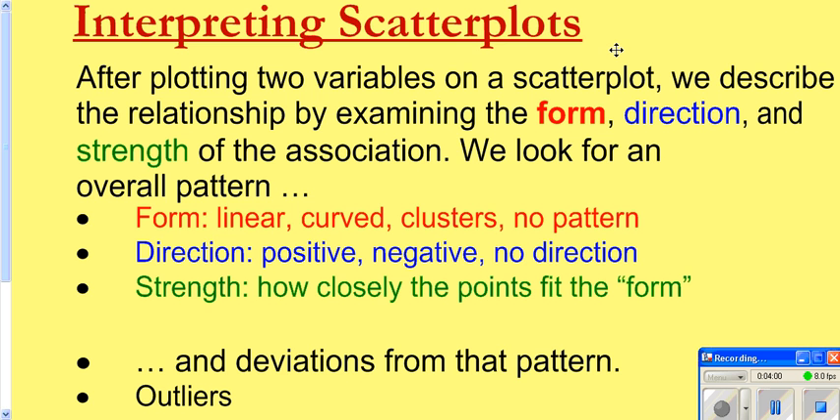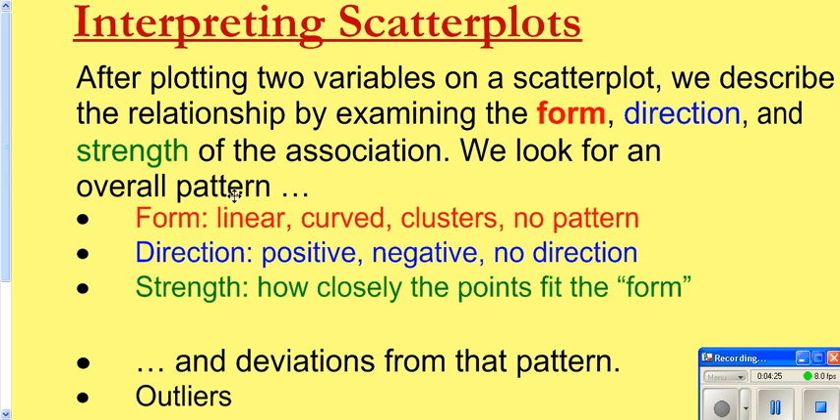Now, what do we do with our scatter plots? Well, we want to look at the overall general relationship of what's going on. Does it go up or does it go down, or is there really no direction? We want to look at the form. Is it a straight line? Is it clustered in groups? Is it curved? Or is there no relationship at all?